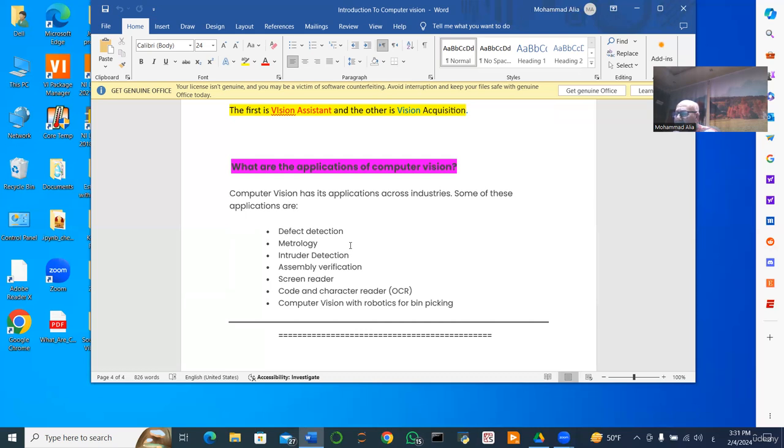Assembly verification also, intruder detection, screen reader, code and character reader, as it happens with barcodes, for example, one-dimensional barcodes or two-dimensional barcodes. This is also included within the activities of machine vision. And at the end, computer vision with robotics and bin picking, and so on.